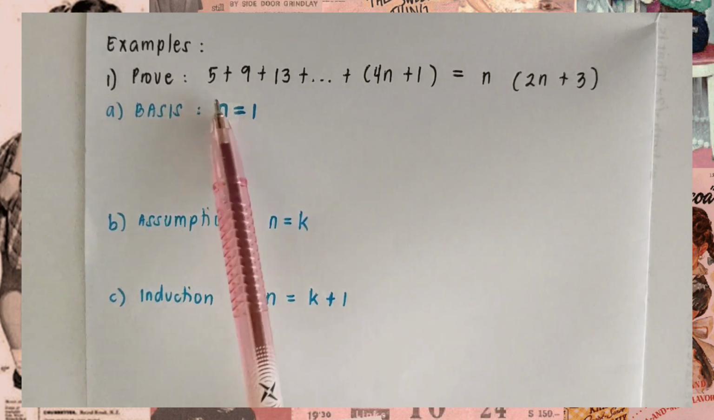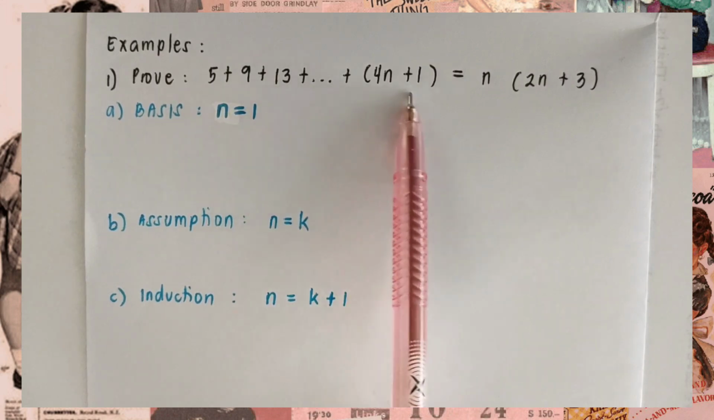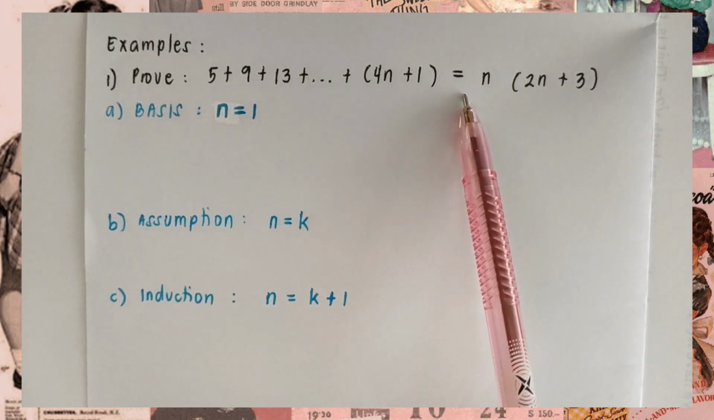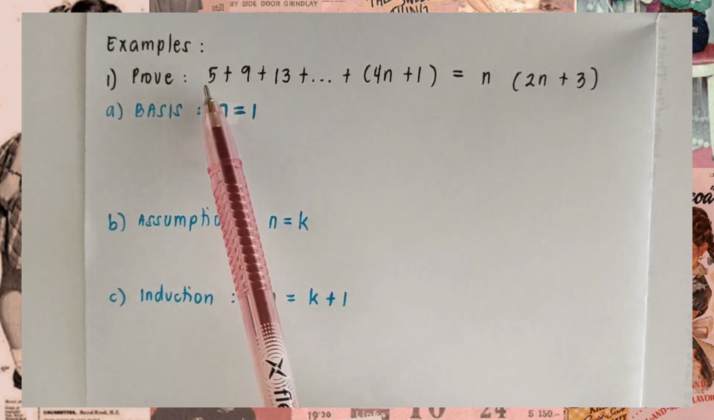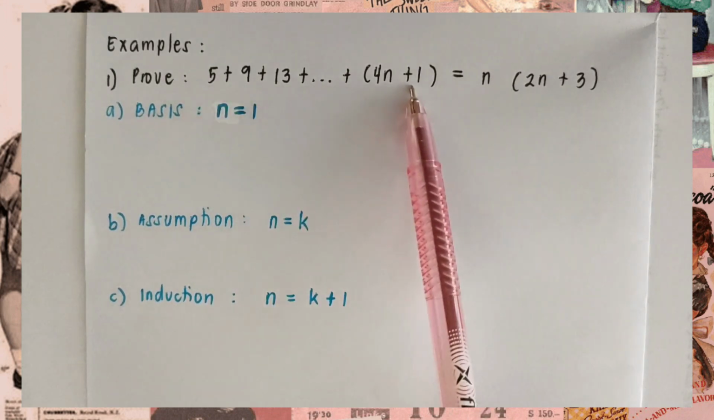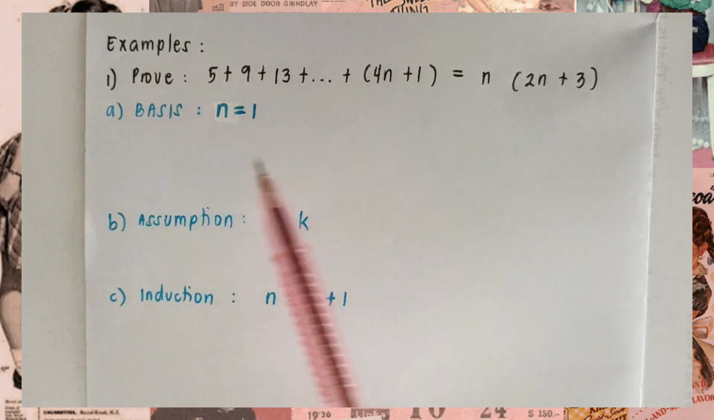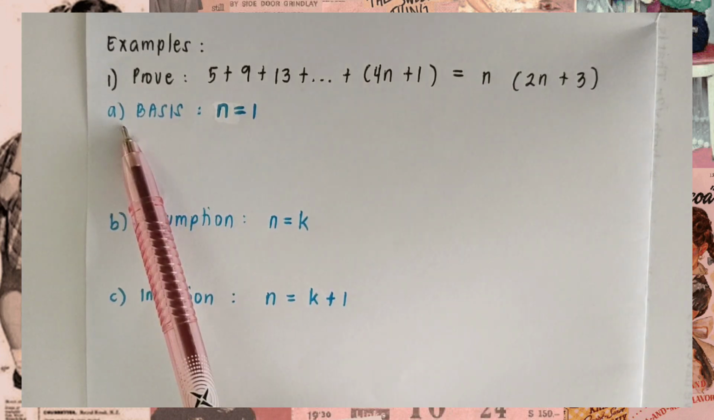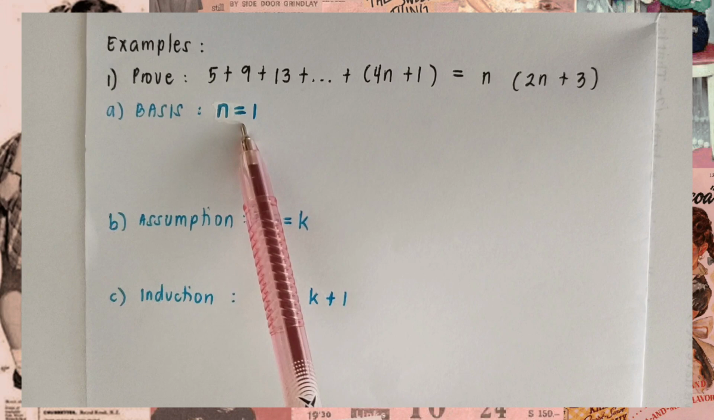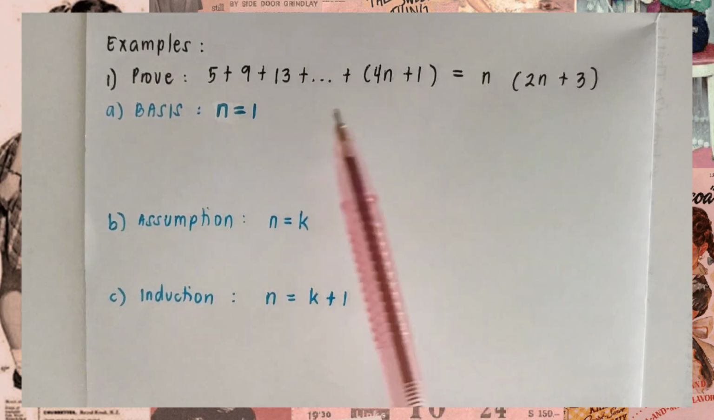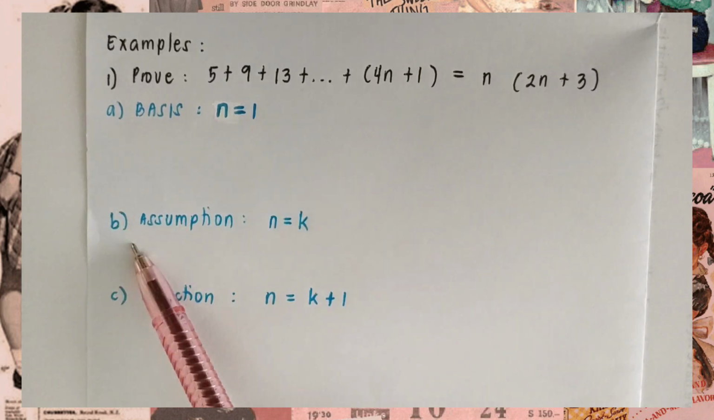We need to prove 5 plus 9 plus 13 plus ... plus the quantity of 4n plus 1 equals n times the quantity of 2n plus 3. We need to prove that the left side of the equation will balance to our right side of the equation. The first step that we need to do is to verify. In verification, we have our basis n equals 1. We need to change all the values of n here with 1. If it is true, then we will proceed with step 2.